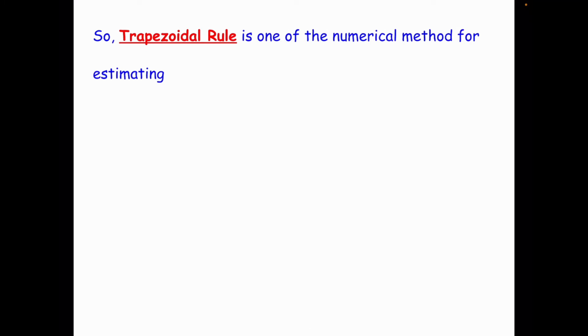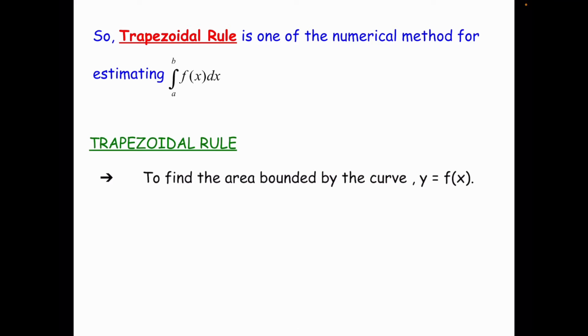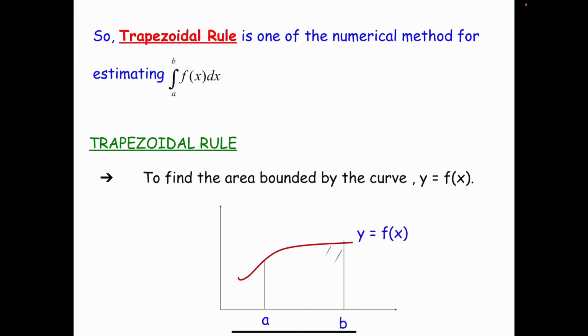So the trapezoidal rule is one of the numerical methods for estimating integration of f(x) dx from a to b. So the trapezoidal rule is used to find the area bounded by the curve y equals f(x). Okay, so kalau kita belajar dalam definite integral waktu dalam chapter 1, kita boleh cari area kan, maksudnya definite integral tu kalau kita ada function, itu adalah area under the curve. Tapi kalau function tu tak boleh nak integrate ataupun soalan dia memang ask you to use trapezoidal rule, okay, so kita akan estimate dia punya area under the curve.